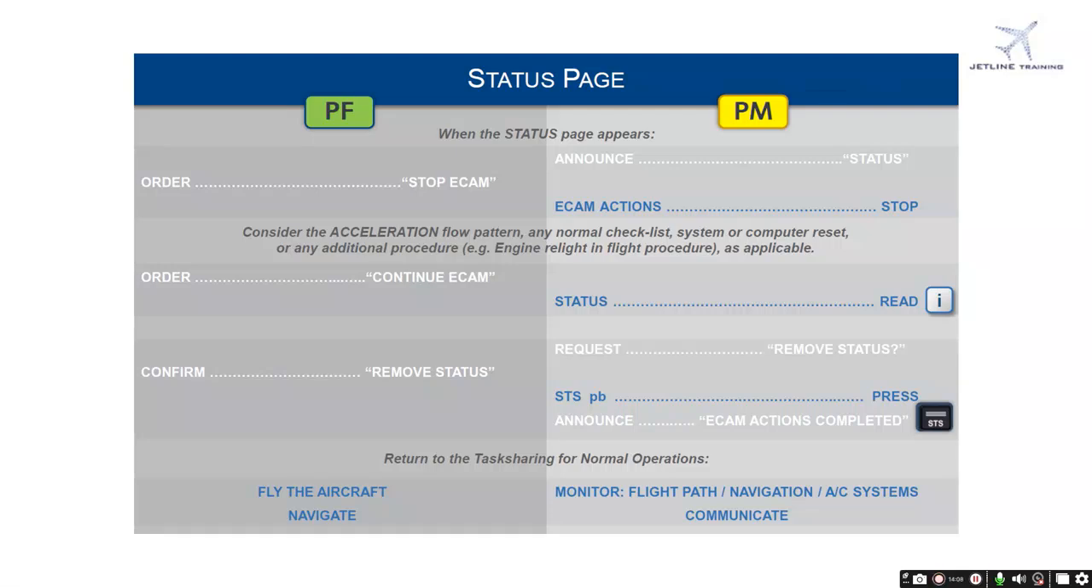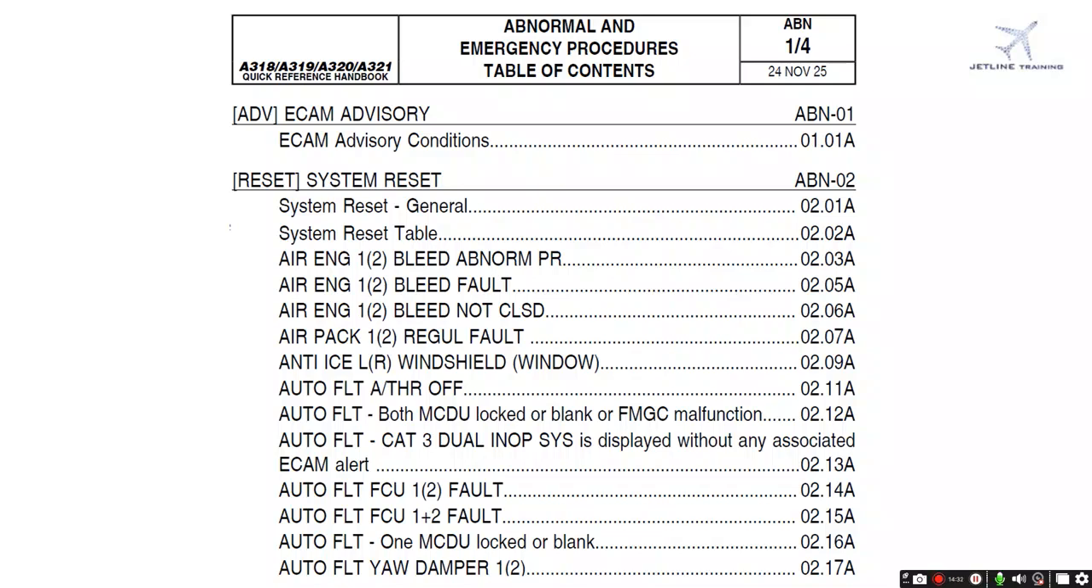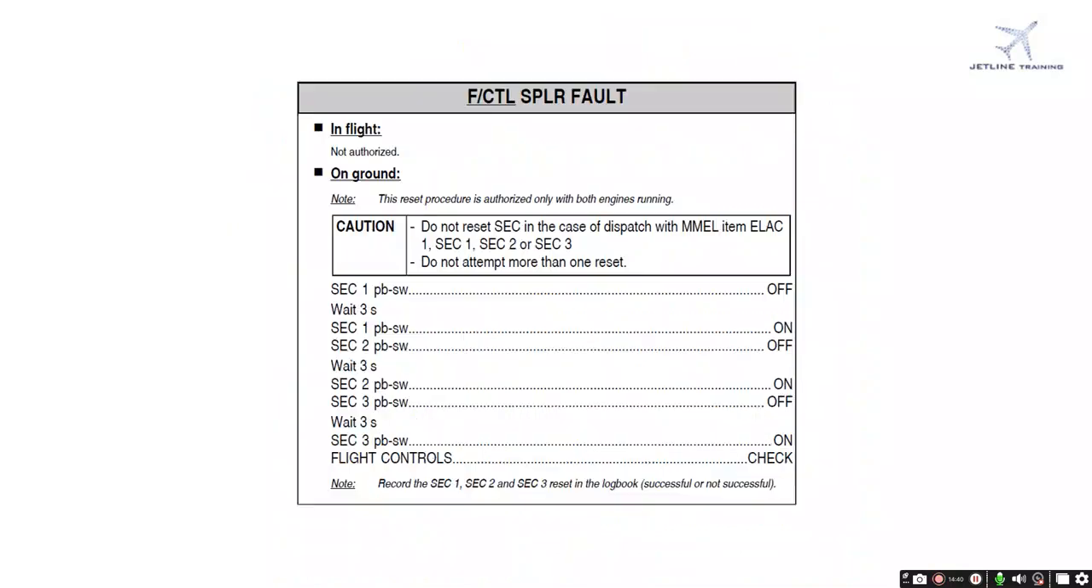At status, stop ECAM. So stop the ECAM actions, and then you need to consider acceleration flow patterns if you missed something, if you maybe have some normal checklists at that point to do, or to do system or computer reset, or any additional procedure like, for example, engine relight in flight procedure. For system or computer reset, you go to the QRH in a system reset, and you check for the system if it is possible to reset this system. In this case, for example, if you have flight control spoiler fault, you will see that in flight it's not authorized. On ground, you can reset it.